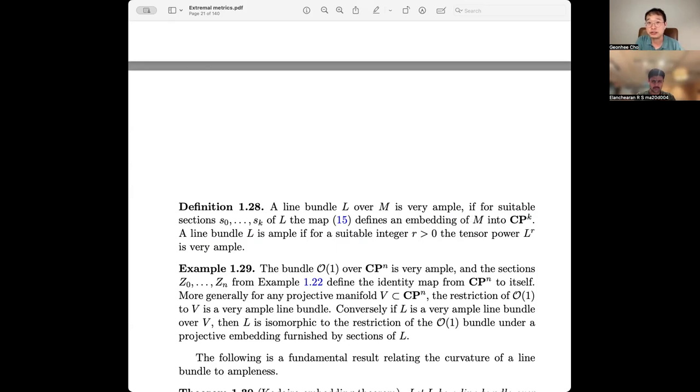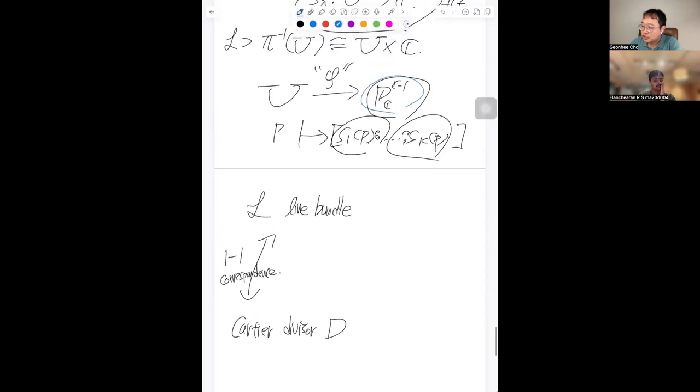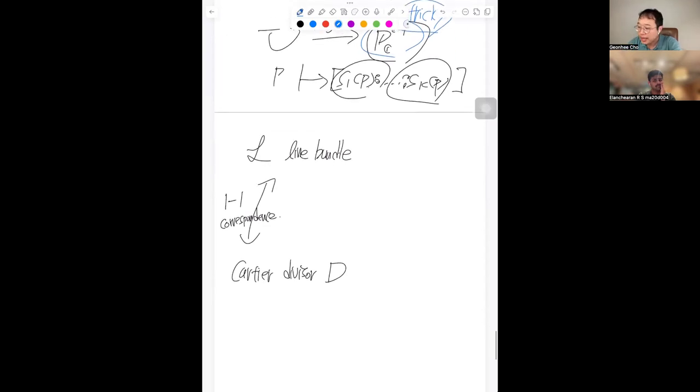There's an actual way to go around this, and this is the part I should explain. Not with mathematical rigor, but in truth, there is a way to transfer the data. This line bundle can be changed into the data of the so-called Cartier divisor. This is a one-to-one correspondence. In fact, this is tricky differential geometric data. This is mathematically correct, but it is tricky. In truth, the map is defined in this way.